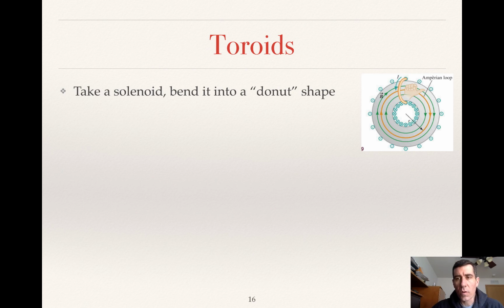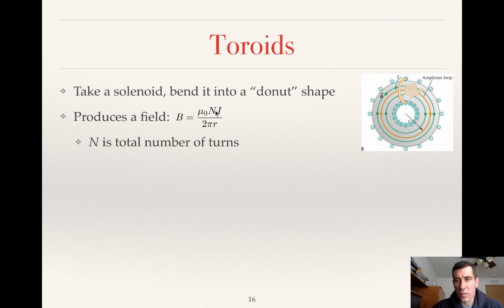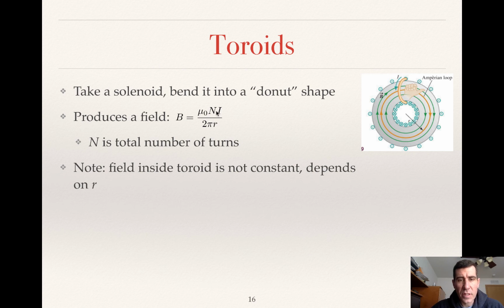Okay, so toroid. Basically for a toroid, you take a solenoid and you bend it into a donut shape. So there's a bunch of coils wound around a donut, and the field then is actually around the center of the donut. Again, we'll look at in class in detail how you do this with Ampere's law, but the field is going to be μ₀NI over 2πr, where N is the total number of turns now, and it depends on r.